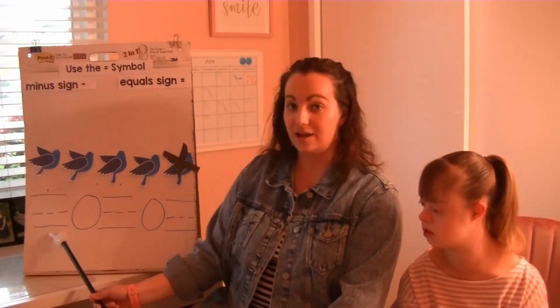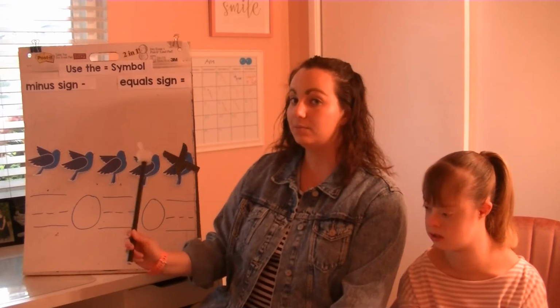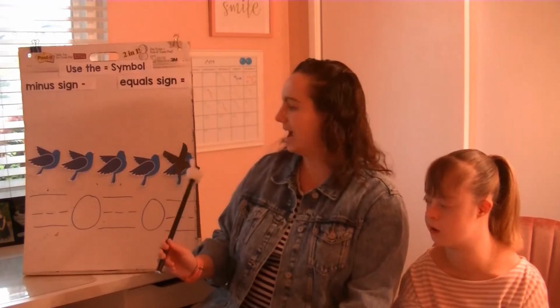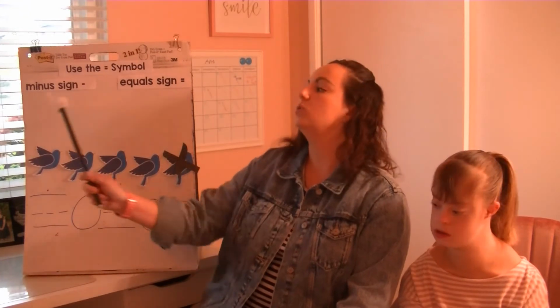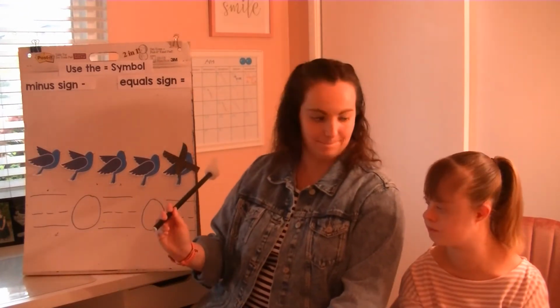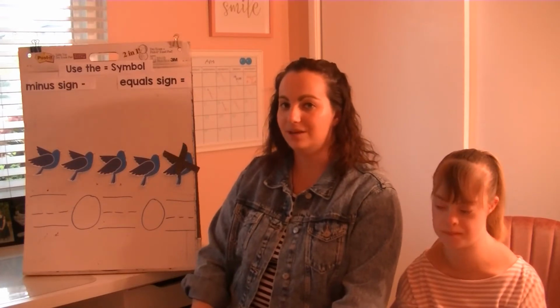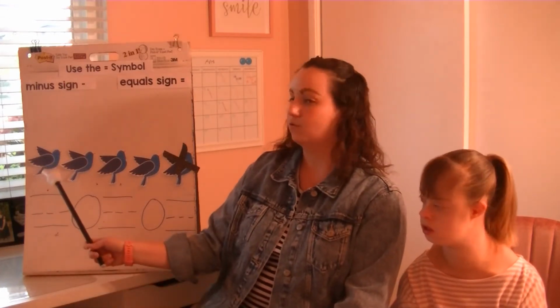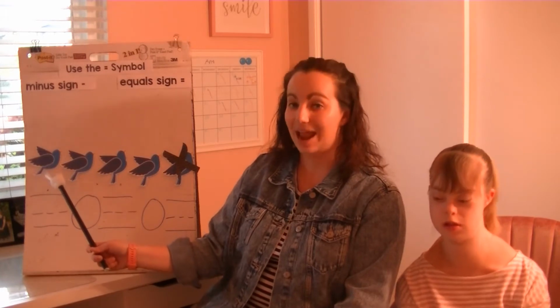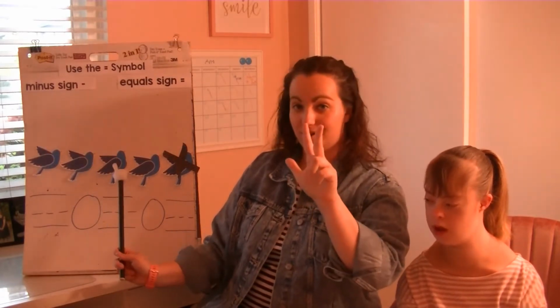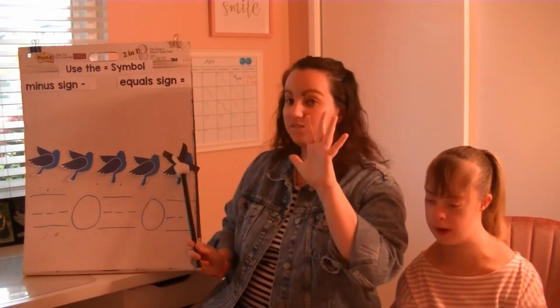The first line, we need to write how many birds we're starting with. Even the ones we know we're going to have to subtract later, we still count all of them. Okay? So go ahead, get ready to count with me. Let's count all the birds. Ready, set, count with me. 1, 2, 3, 4, 5.